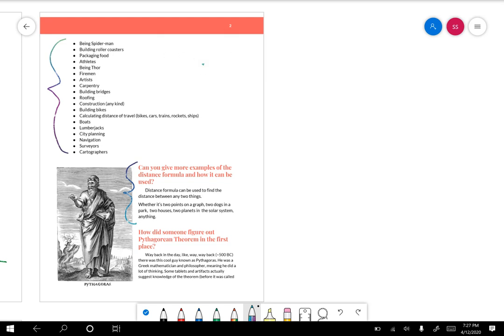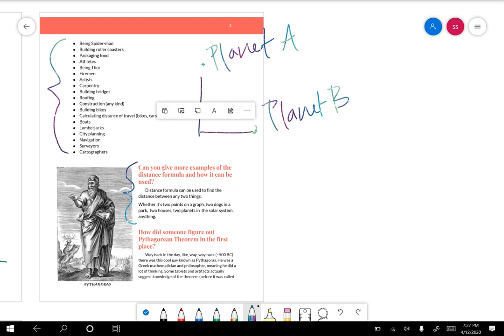Let's say we have planet A here, and we have planet B here. Any two things can be connected using a right angle. And using those measurements, which are usually a lot easier to find than this one, you can find the length of that one.